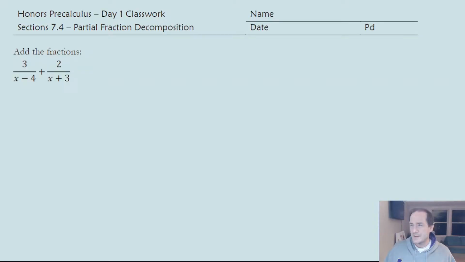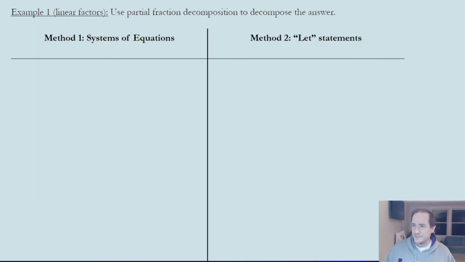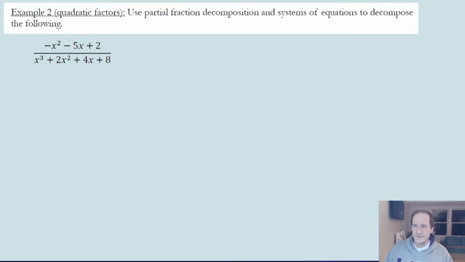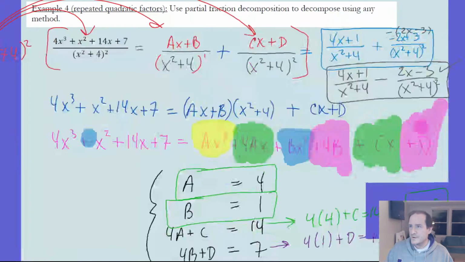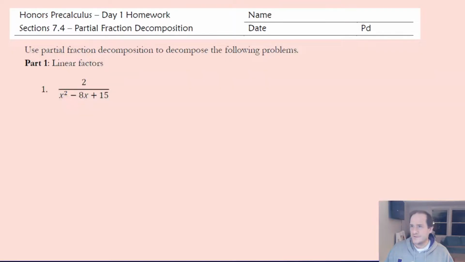But let's go. I'm not going to do any of the day one classwork because we've done it. It took us 4 days to do 4 problems, but that's okay. You've got your distinct linear factor problems. I think those are straightforward. The quadratic factors you guys are fine with. And you guys now know how to deal with repeated factors too, I hope.